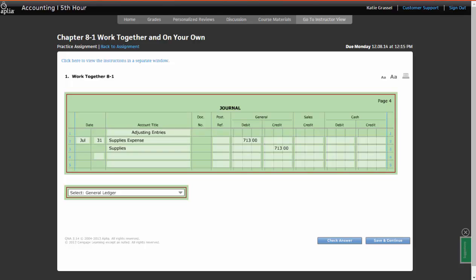Now, I'm going to do my next adjusting entry, which is going to be to insurance, right? So I'm going to put the date of the 31st, and I'm going to do insurance expense for $300.